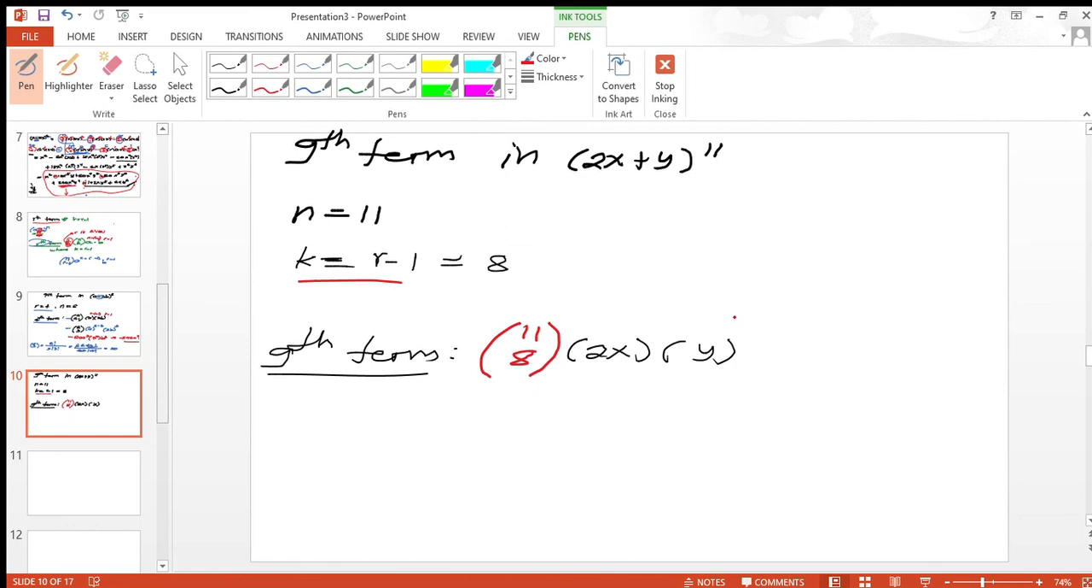And then what's the exponent here? The exponent of the first element is n minus r minus 1. So this will now be 11 combination 8, and then you have 2x raised to, your n is 11, r minus 1 is 8, so 11 minus 8 will be 3. And then your y will be raised to r minus 1, which is 8. So again, you can check: for the ninth term, the second element must have the exponent of r minus 1, that's 8. The sum must be n, that is 11. So we have done it correctly. So we just need the computation.